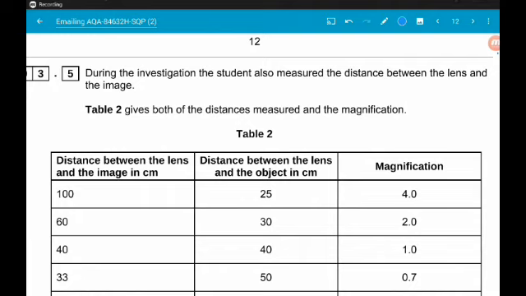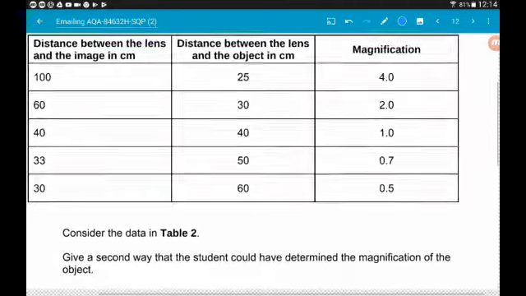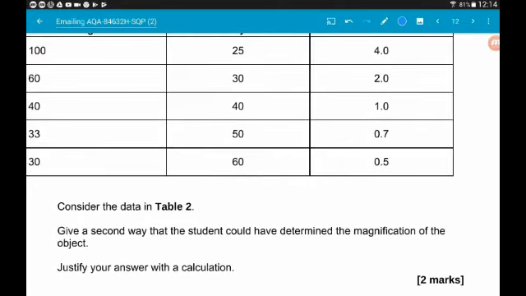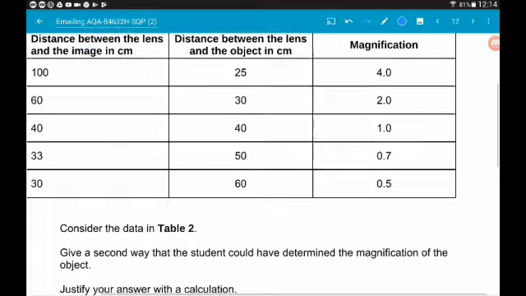Okay, next we are told in the investigation the student also measured the distance between the lens and the image. Table 2 gives us both the distances of the object to the lens and the lens to the image. So we've also got our magnification in there. We are told to consider the data in table 2. So let's consider it. There we go, we've considered it.